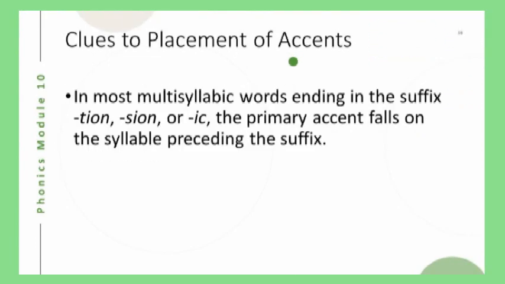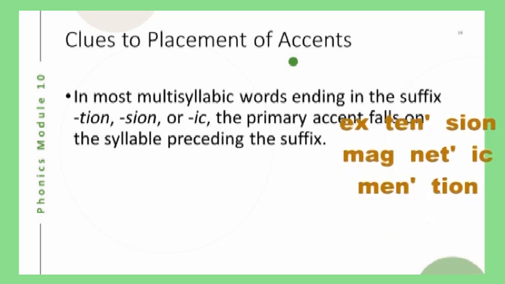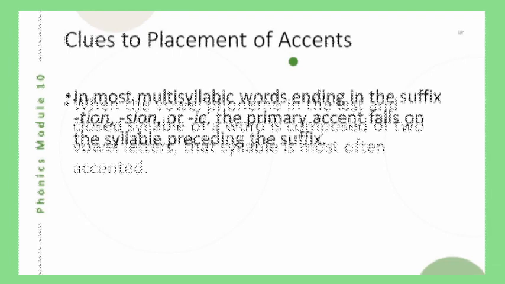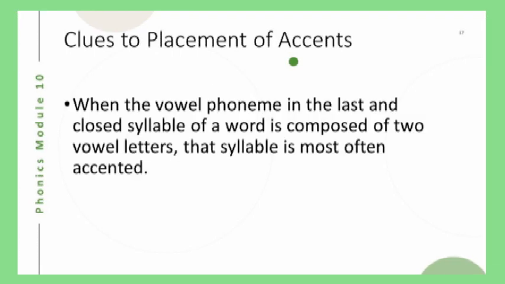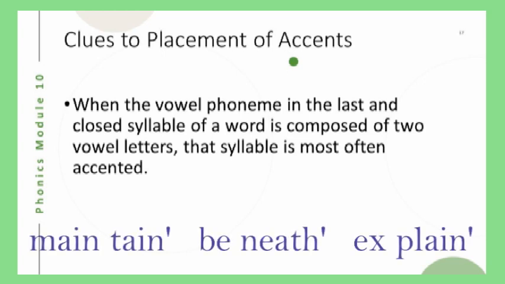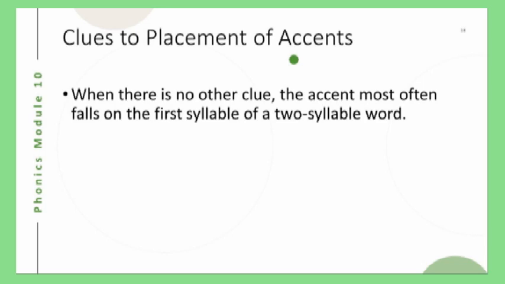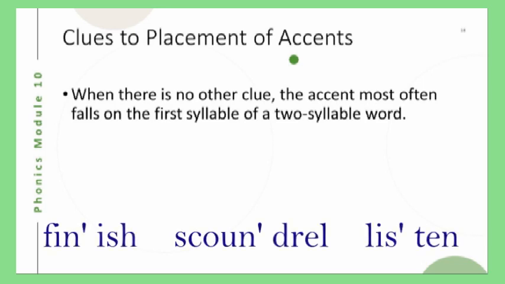In most words ending in the suffix tion, sion, or ic, the primary accent falls on the syllable preceding the suffix. Let us make another generalization. When the vowel phoneme in the last and closed syllable of a word is composed of two vowel letters, that syllable is most often accented. When there is no other clue, the accent most often falls on the first syllable of a two-syllable word.